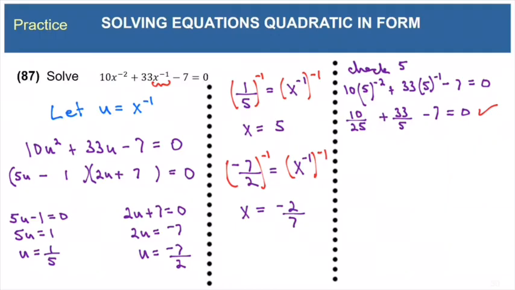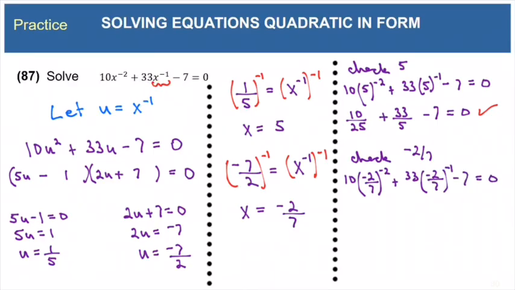And now let's quickly check the negative 2/7. So we're going to have 10 times negative 2/7 to the negative 2 power plus 33 times negative 2/7 to the negative 1 power minus 7 equals 0. Just like before, we know that this negative 2 exponent means that we square each of these numbers, and the negative means we flip. So we'll get a reciprocal there and multiply by 10.